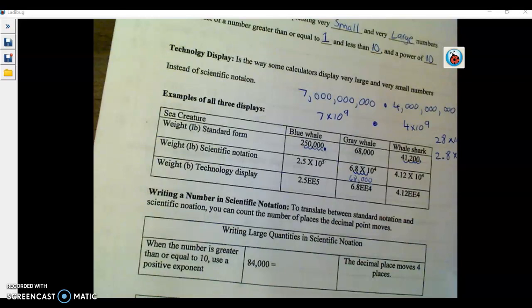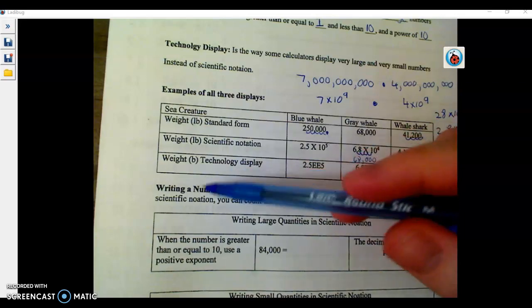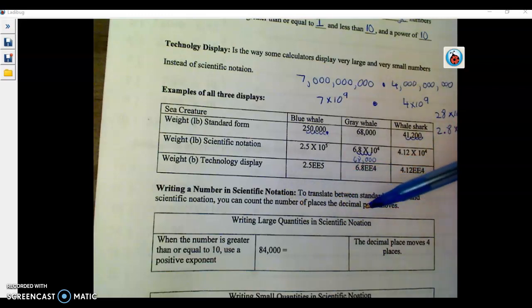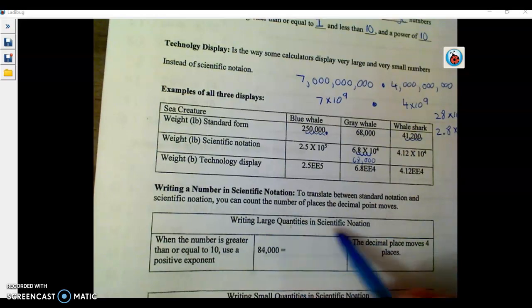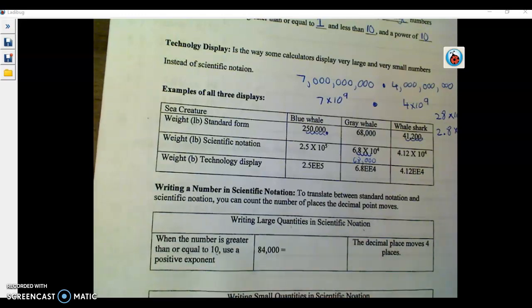Right. So when it comes to writing a number in scientific notation, to translate between standard notation and scientific notation, you can just count the number of decimal places the decimal point moves. So when it comes to writing large quantities in scientific notation, when the number is greater than or equal to 10, we use positive exponents.